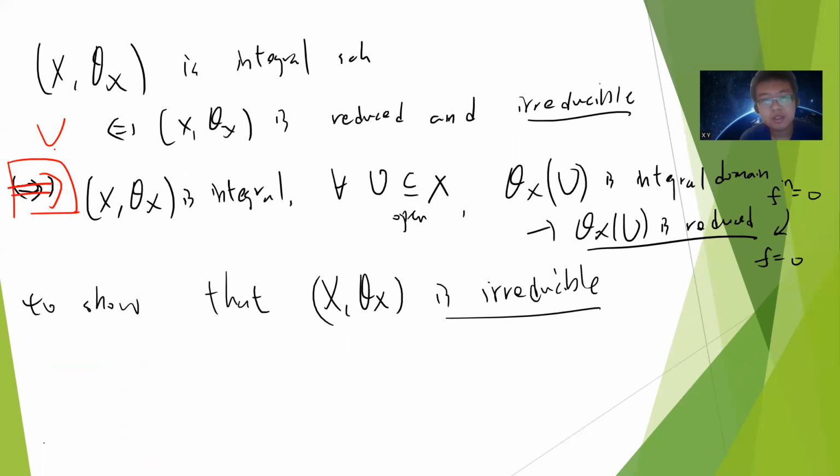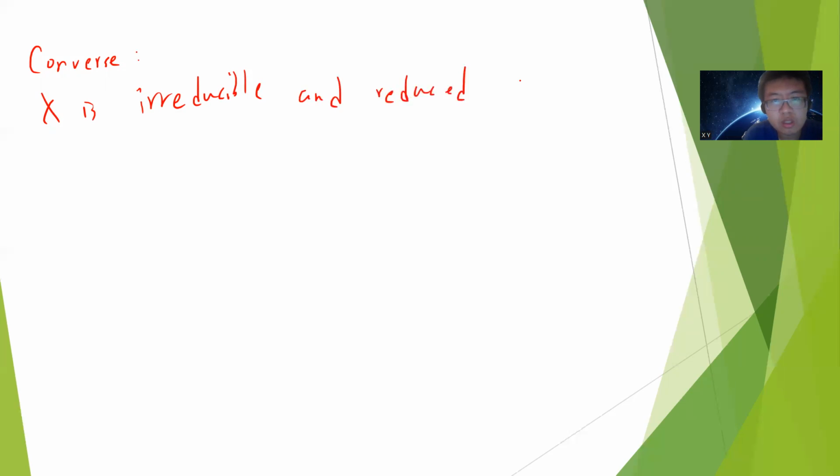The next part is that we are going to show the converse. So for the converse, we need to assume that X is irreducible and reduced, and we are going to show that X is integral.